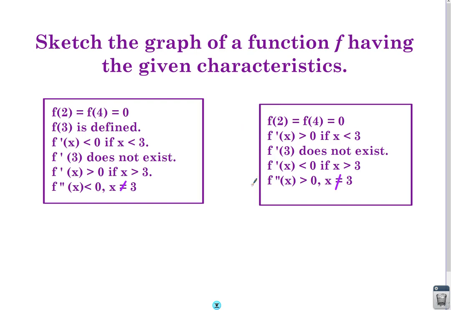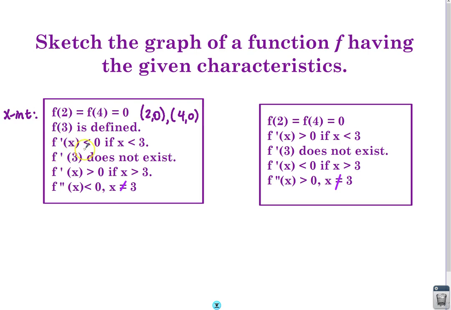Okay, so when I do these, I kind of like to write notes off to the side. So f of 2 is equal to f of 4, which is equal to 0. Okay, those are what looks like two x-intercepts. So I have my x-intercepts, one of them at (2, 0), and the other one at (4, 0). Okay, so then f of 3 is defined. That means there's a point at f of 3. Since they only gave me an x coordinate here, I don't know what the y coordinate is, but that's fine. I can put it wherever.